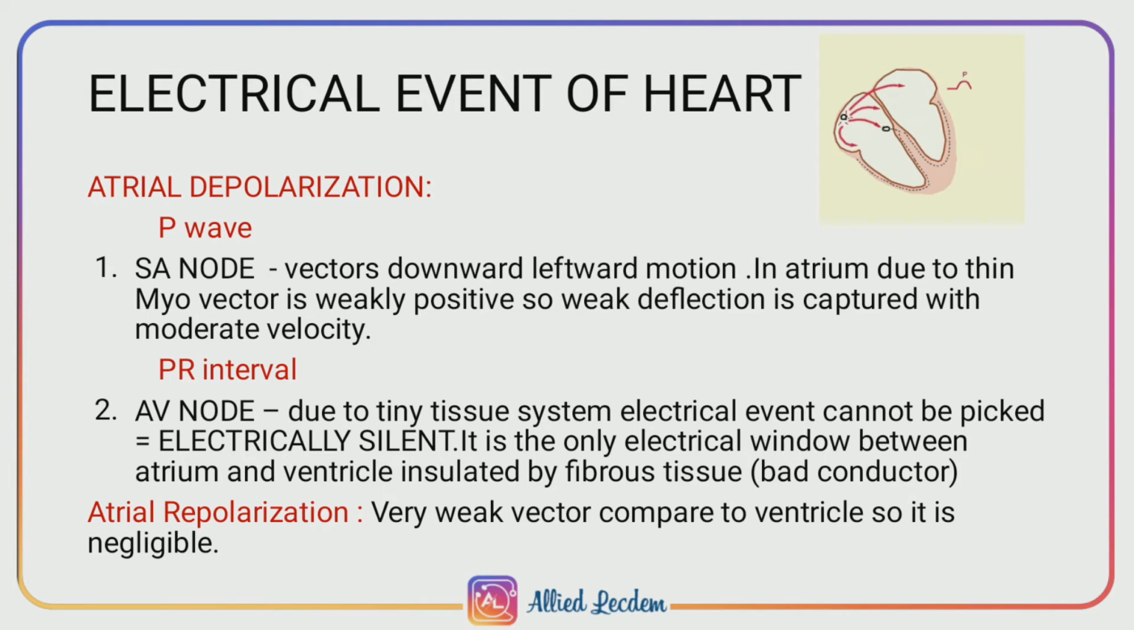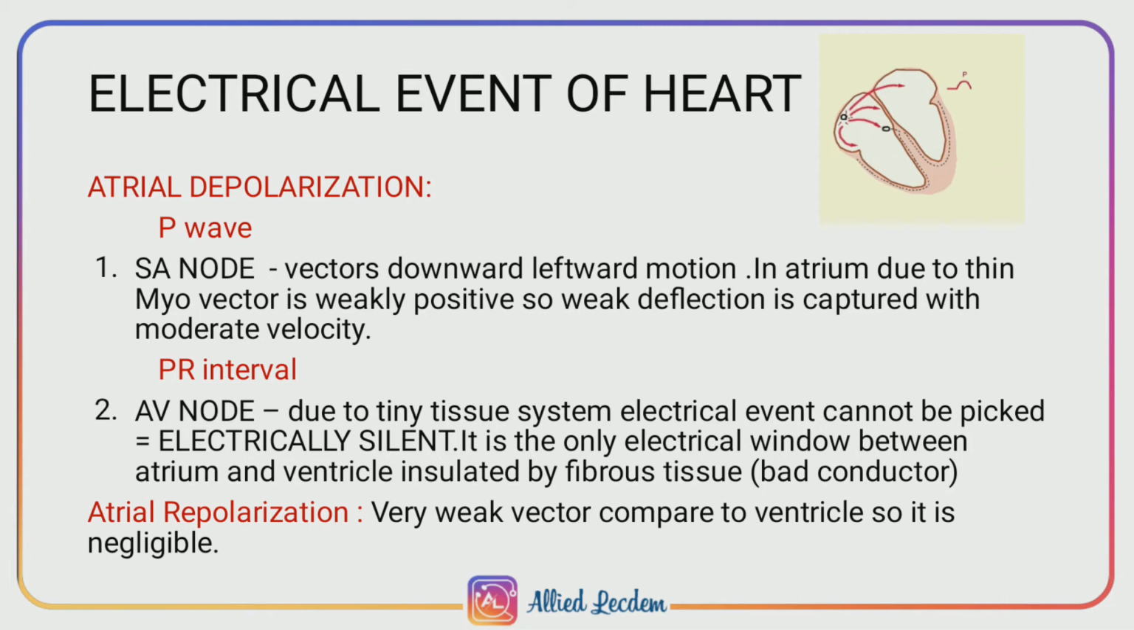Electrical event in the heart. It takes place by atrial and ventricle. The atrial event is divided into depolarization and repolarization. The depolarization of the atrium starts from the SA node. This node is present at the right corner of the right atrium. This is called the pacemaker cell as it provides the impulse for activation. These impulses activate each cell of the atrium and the net vector will be in a downward leftward motion, that is towards the ventricle.